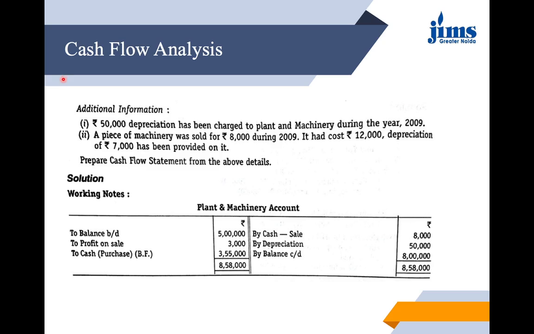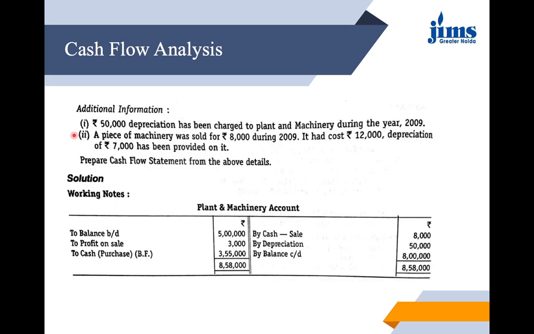They have given you additional information in the question that rupees 50,000 depreciation has been charged to plant and machinery during the year, and a piece of machinery was sold for 8,000 during the year, which was costing rupees 12,000 in the books of accounts, and depreciation of 7,000 has been provided on it. So if I talk about this particular machinery, let us have a look at whether we are able to generate a profit or loss on the sale of this machinery.